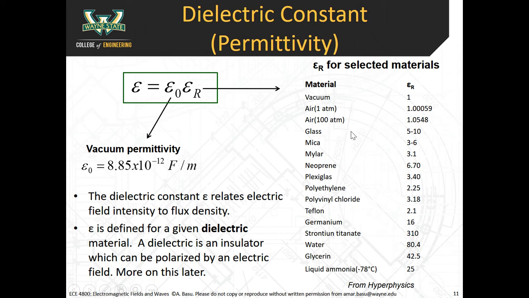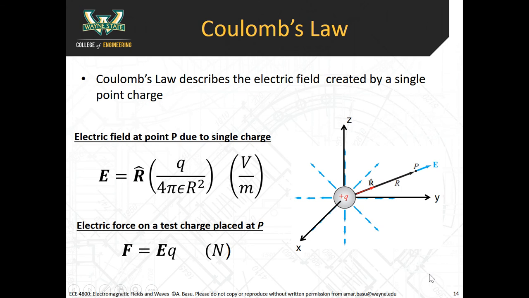If you're in air, the dielectric constant is also very close to 1. If you get in other materials, the dielectric constant changes. So the electric field is inversely proportional to the dielectric constant. The higher the dielectric constant is, the lower the electric field is going to be. And the units, again, are volts per meter.